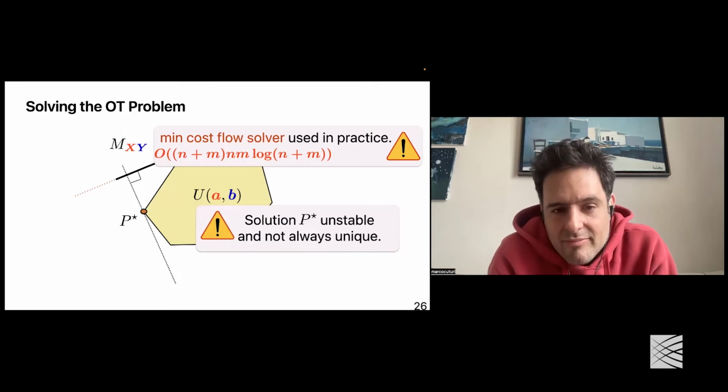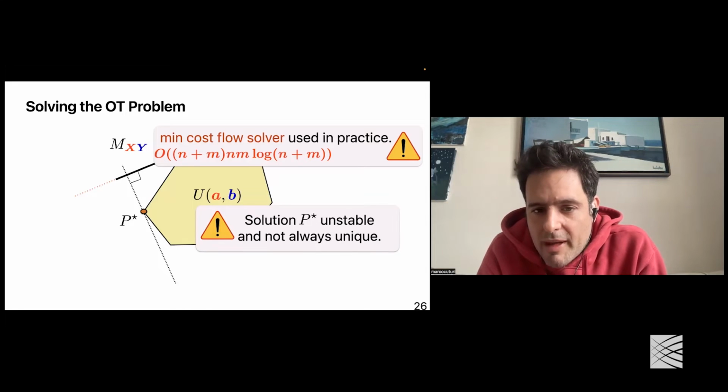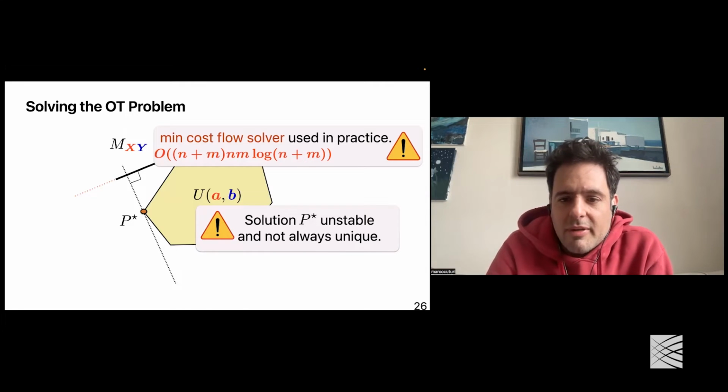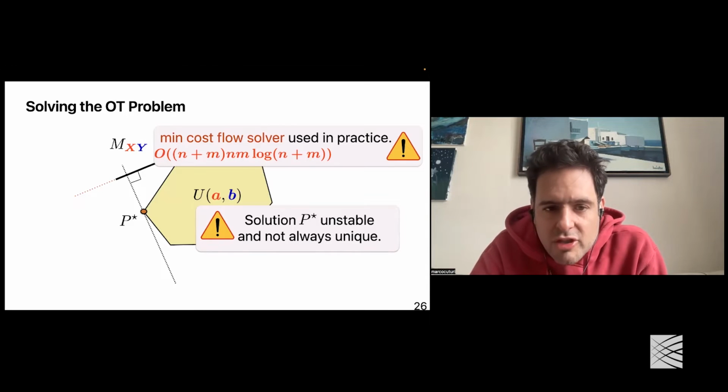What I have been working on in recent years, and I'd like to also focus on, is that this is not only problematic to have such a big price, it's also problematic because the solution P star is not very stable in the inputs. And let me just try to show you this in a cartoonish way.